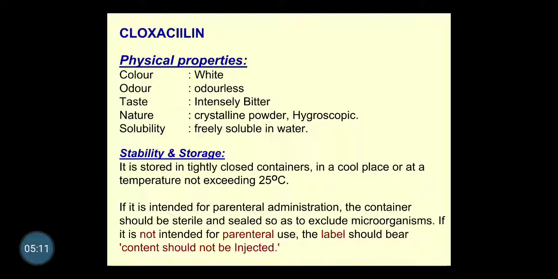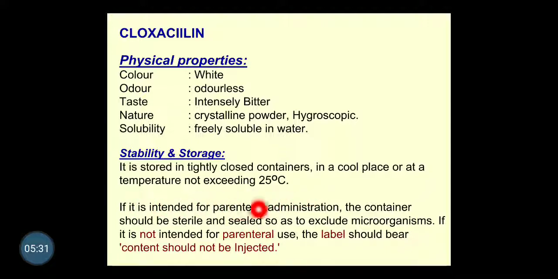The structure is not that important; we will discuss only the physical properties. It is a white, odorless crystalline powder with an intensely bitter taste, hygroscopic and freely soluble in water. Next, stability and storage condition, as usual, like the previous one: temperature not exceeding 25 degrees Celsius, at which we have to store it.